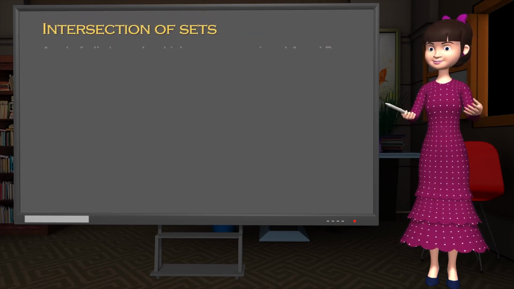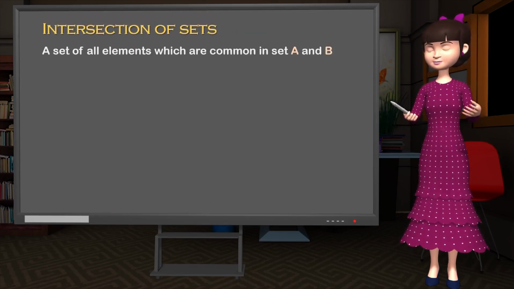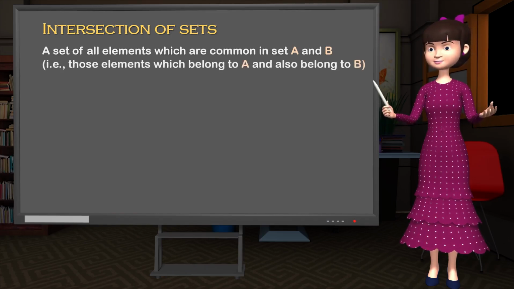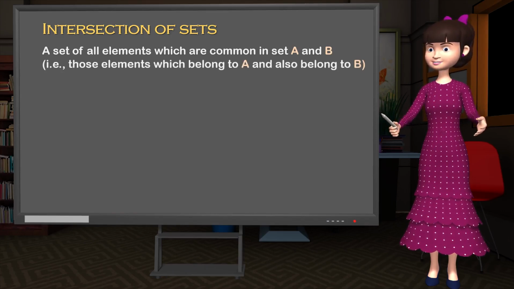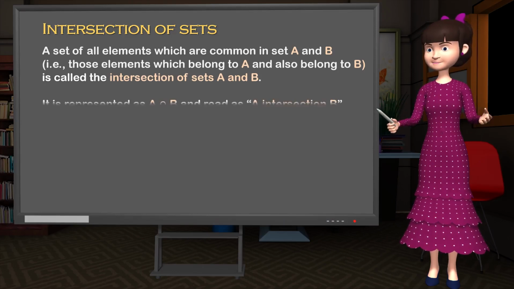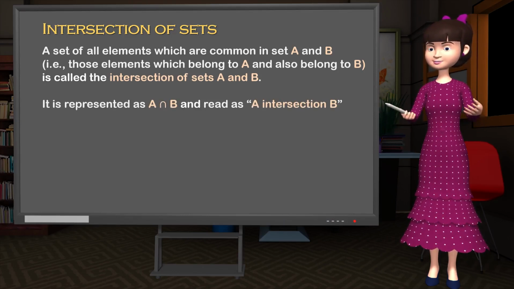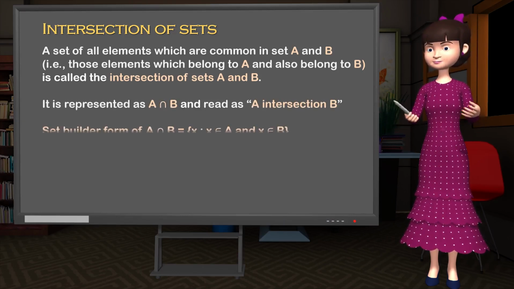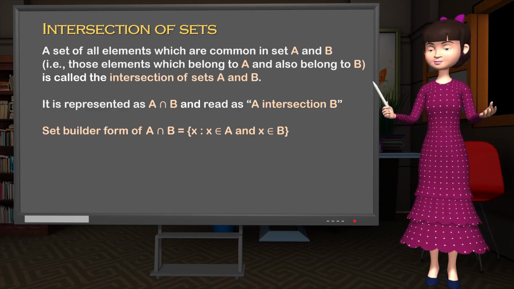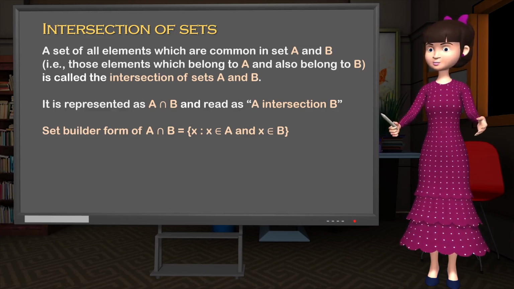Intersection of sets. A set of all elements which are common in both sets A and B, that is, those elements which belong to set A and also belong to B, is called the intersection of sets A and B. It is represented as A ∩ B and read as A intersection B. Set builder form of A ∩ B is {x : x belongs to A and x belongs to B}.